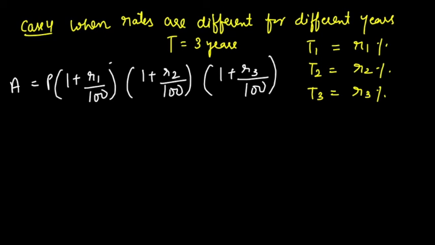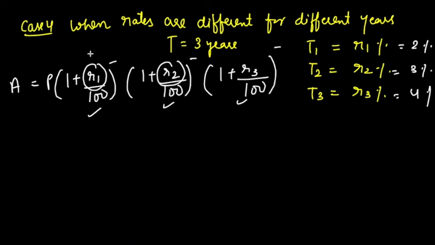We don't need to place anything in the power here, because we have written it for the first year, second year and third year according to the rates R1, R2, R3. Suppose this is your 2% and here you have 3% and here you have 4%. So what we will write: 1 plus 2 upon 100. Here you will write 3 upon 100 and 4 upon 100 accordingly. So this is the case when you are calculating the interest, but the rate for each year is given different.